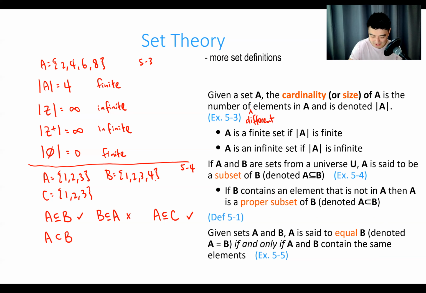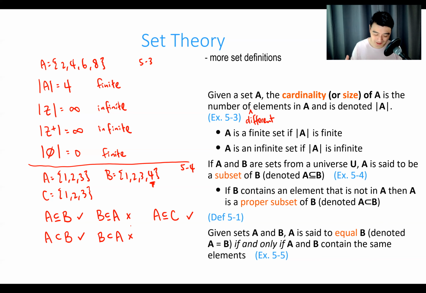And there's an extra element, which is 4, that is found in B that is not found in A. So yes, it is a proper subset. Can I say B is a proper subset of A? And here the answer is no, I cannot. Okay, because it failed the first test.